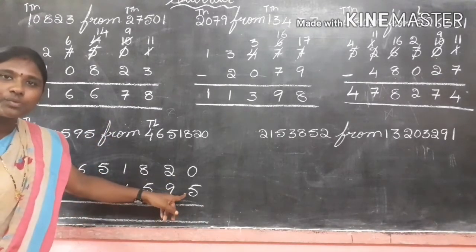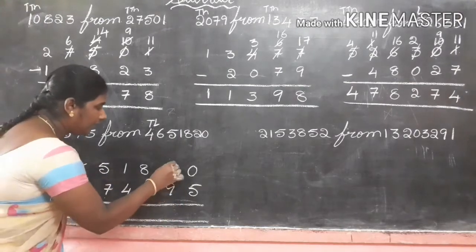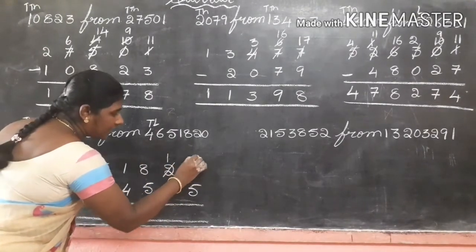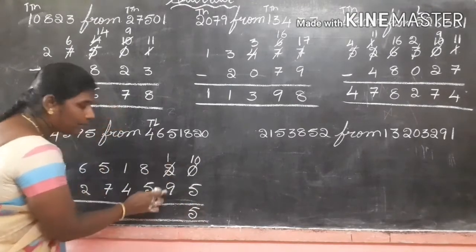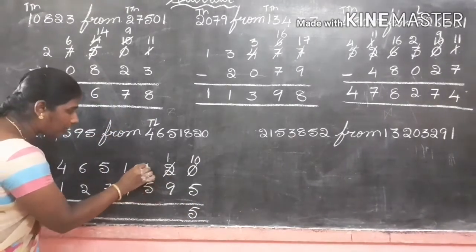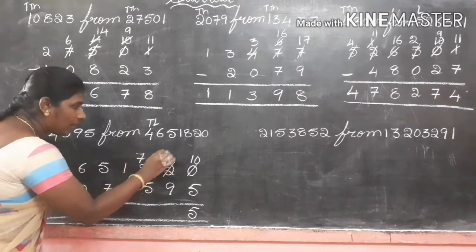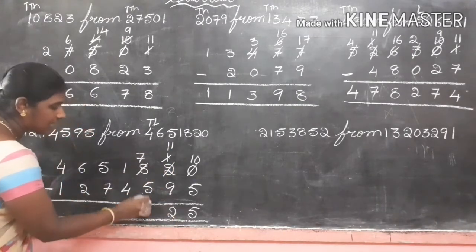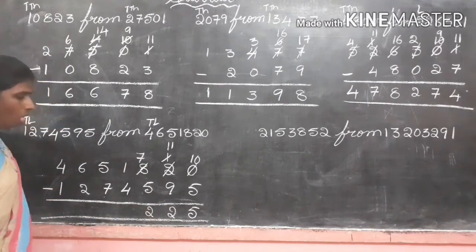Here 0, 5 possible? No, we have to take the borrow. Here it is 1. Here it is 10. 10 minus 5, 5. Here 1 minus 9 possible? No, we have to take the borrow. Here it is 7. This 1 becomes 11. 10 plus 1 number? 11. 11 minus 9, 2. 7 minus 5, 2.